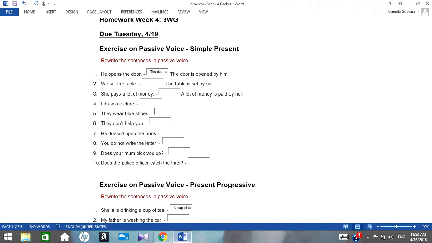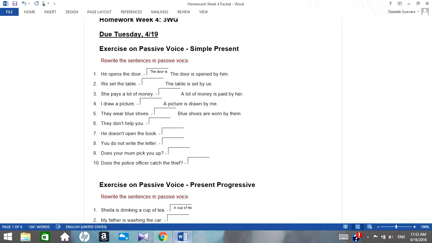I draw a picture. A picture is drawn by me. So make sure that you have the past participle in all of the sentences. Blue shoes are worn by them. So in this one, make sure that you're paying attention to your new subject. This one takes are, right? Because shoes is plural. So be careful with that.